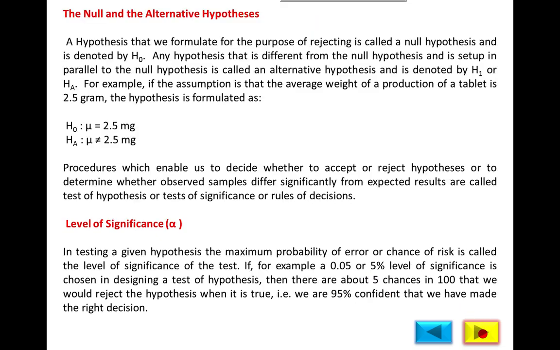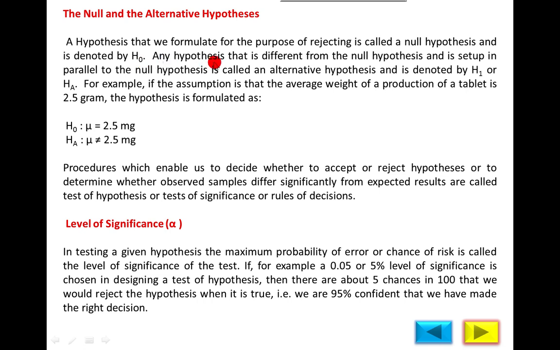Next definition, the null and alternative hypothesis. May or may not be true means there are two different types of hypothesis. A hypothesis that we formulate for the purpose of rejecting is called a null hypothesis. First we suppose that it is true and then check whether it is true or wrong. So, for the purpose of rejecting, it is called the null hypothesis and denoted by H naught.